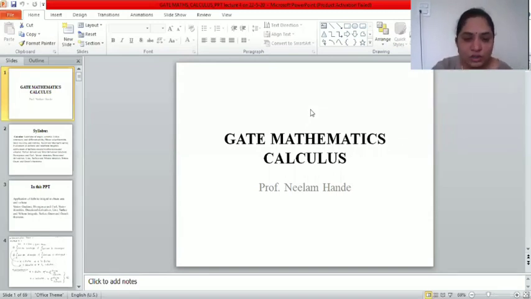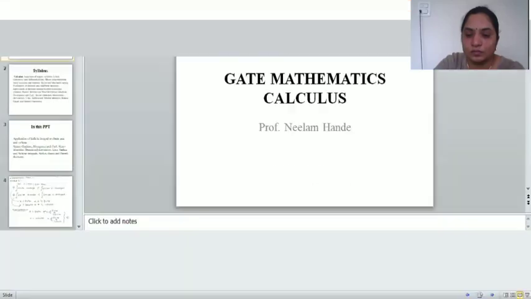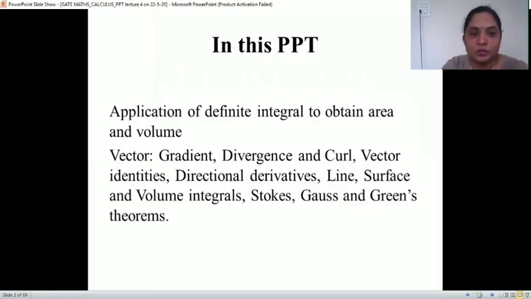We are seeing GATE mathematics. The first topic in that is calculus. We have already discussed the syllabus. So, in this PPT, we'll discuss the points: application of definite integral to obtain area and volume, and if possible, we'll cover the topics of vector calculus. In that is gradient, divergence, curl, vector identities, directional derivatives, line, surface and volume integrals, Stokes, Gauss and Green's theorem. If possible, we'll cover them. Otherwise, we'll only focus on the first topic itself.